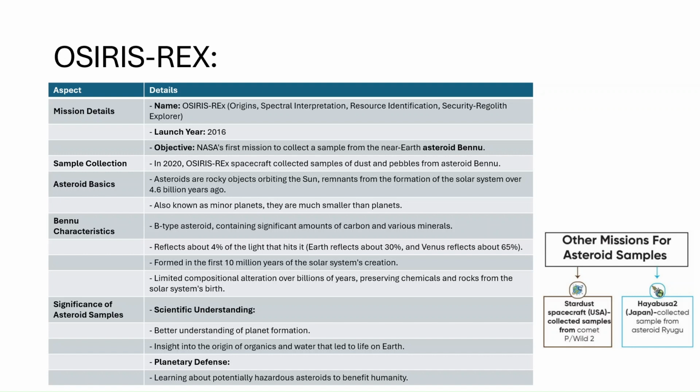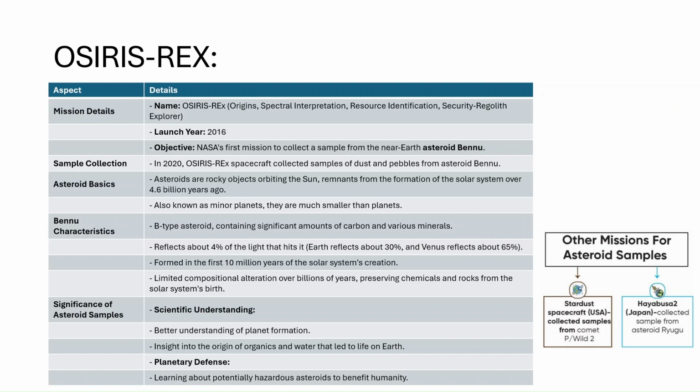Now, what makes Bennu unique? Bennu is classified as a B-type asteroid, which contains significant amounts of carbon and various minerals. Additionally, Bennu's composition provides valuable insights into the early solar system. Why are samples from asteroids important? Well, these celestial fragments hold the key to understanding the planets' formation and the origin of organic compounds and water, which are crucial for life on Earth, right? Additionally, studying these samples aids in assessing potentially hazardous asteroids as well.